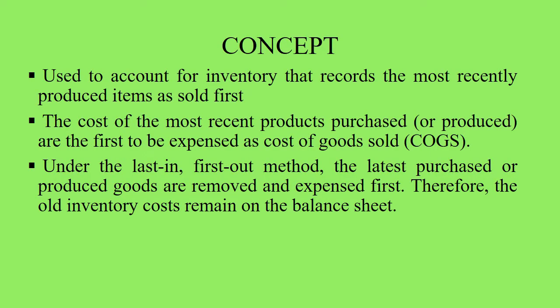LIFO is just the opposite of the FIFO method, which we had discussed in our last video. Under this method, it is assumed that materials are issued to the jobs in the reverse order of purchase. Materials purchased last are issued first. When the latest lot is exhausted, the previous lot is taken up for issue. Under this method, the cost of materials issued represents current cost, while closing stock represents old cost.